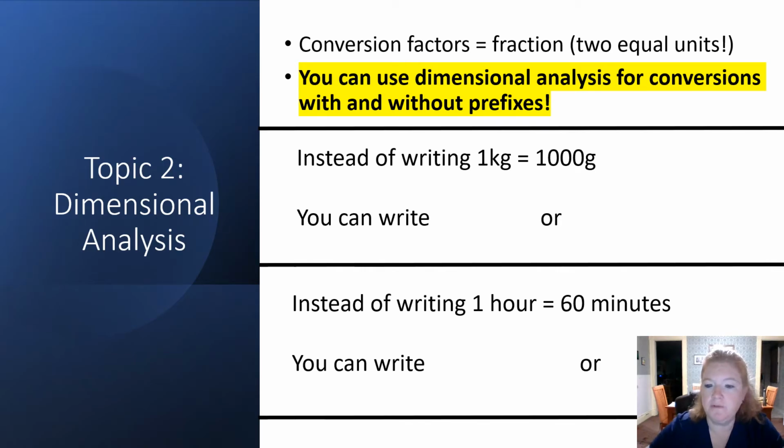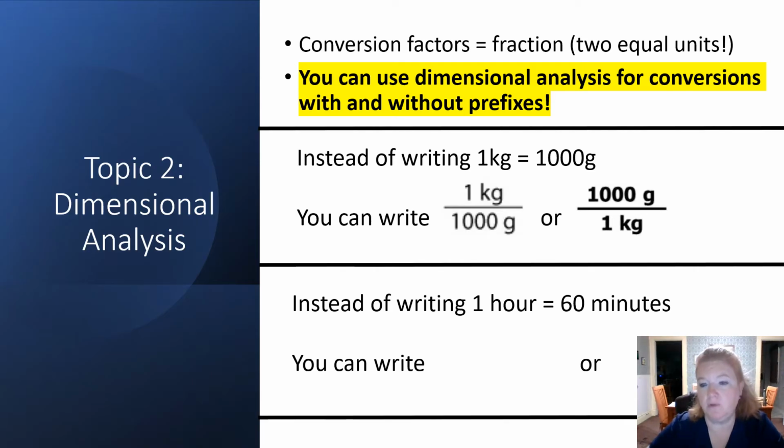Okay, so conversion factors, they represent two equal units. So we can use dimensional analysis to do conversions, and we can do them with ones that use the staircase, but we have to do it for ones that don't. So I know that 1 kilogram equals 1,000 grams. So I can write it as 1 kilogram over 1,000 grams or 1,000 grams over 1 kilogram. The same thing for 1 hour equals 60 minutes. I can write 1 hour over 60 minutes or 60 minutes over 1 hour.